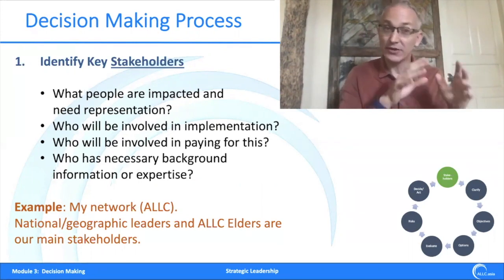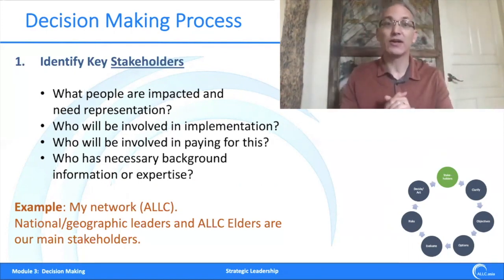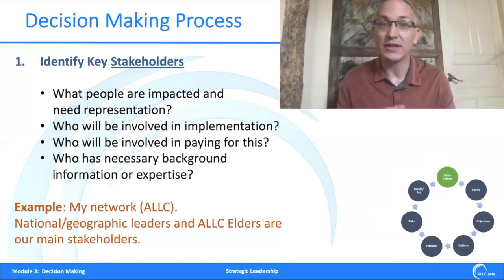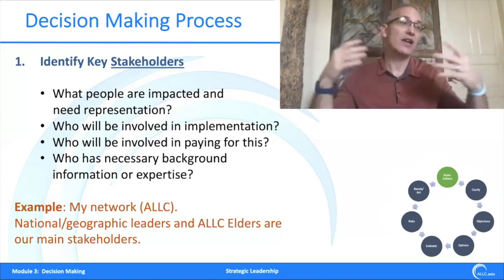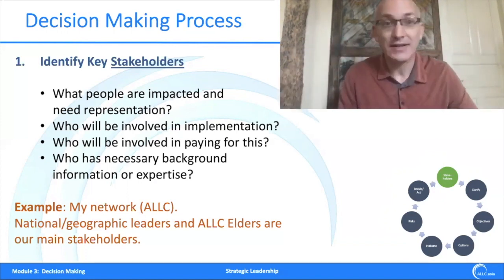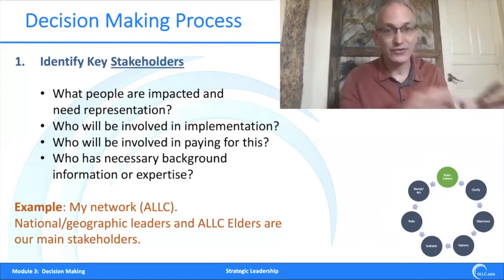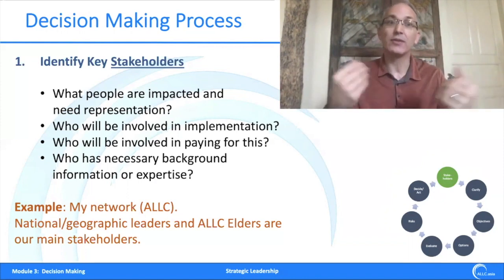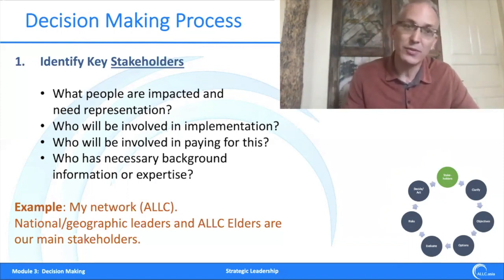Again, we're talking more about a consultative and/or consensus decision-making process, where that implies that there are other people that need to be involved in the process. Questions we can ask to identify key stakeholders are things such as, who might be impacted by this decision and therefore need to be represented in the decision. If people are going to be impacted by it, there's a good chance that you need to consider them and get their input and allow their voice to be heard in this decision-making process. So who are those people?